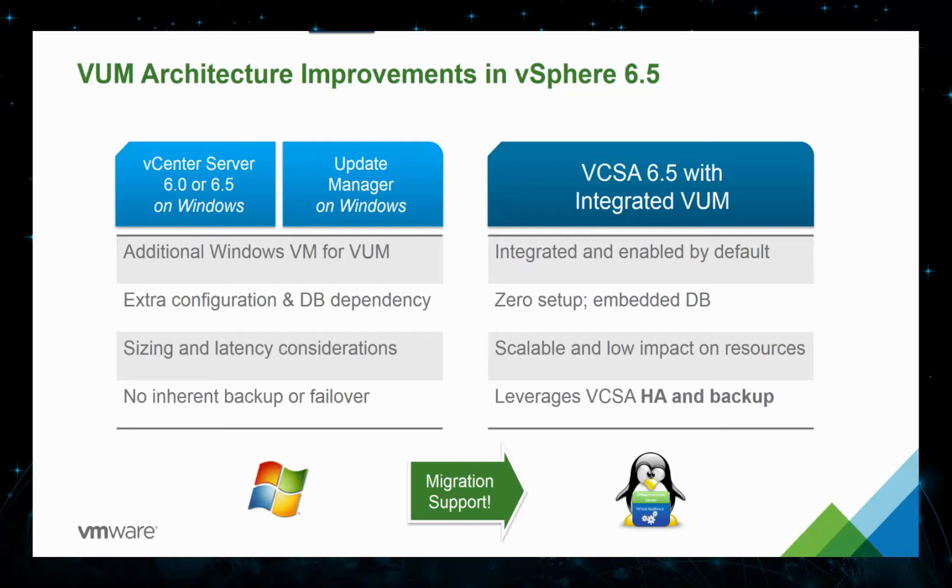This also meant that you had to have another Windows license and potentially a database license as well. With the new vCenter Server appliance, it's integrated and embedded by default. It requires no setup and uses the embedded database. Everything's configured for you right out of the box. The best part is it leverages the native HA and backup portion within the new appliance.